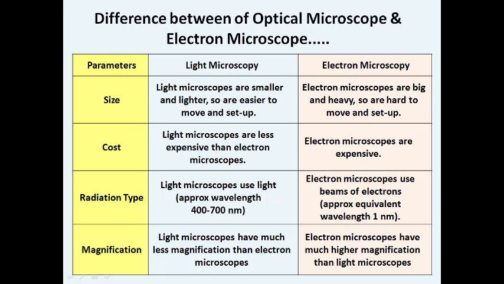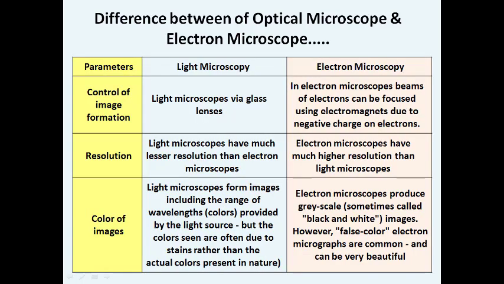Regarding the type of light source we use, an optical microscope uses light of the visible region, 400 to 700 nanometers, whereas an electron microscope requires high-energy electron beams with a wavelength of around 1 nanometer. So we need electrons with that much velocity to get the shortest wavelength. Regarding the magnification factor, light microscopes have much less magnification compared with electron microscopes.